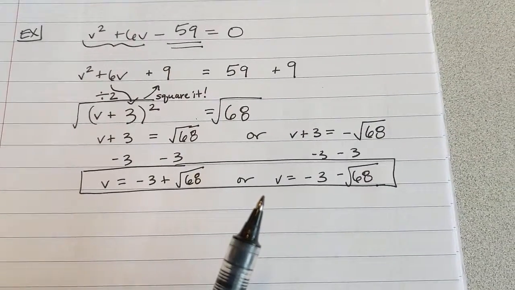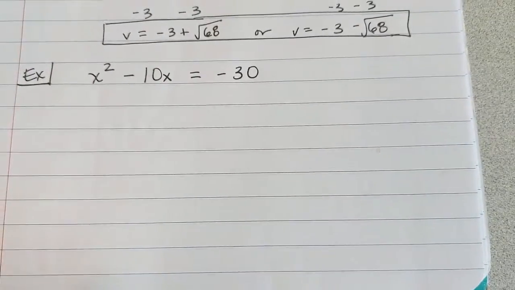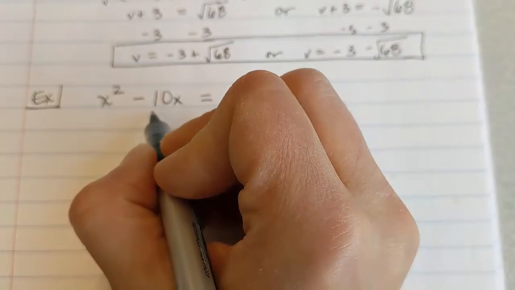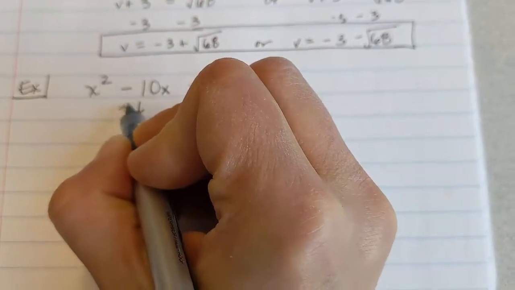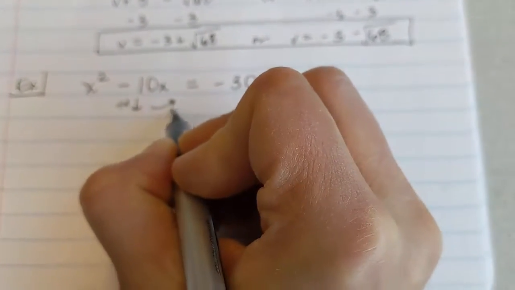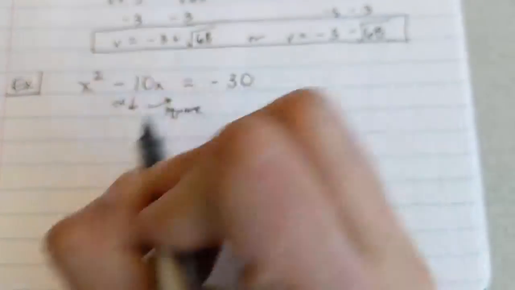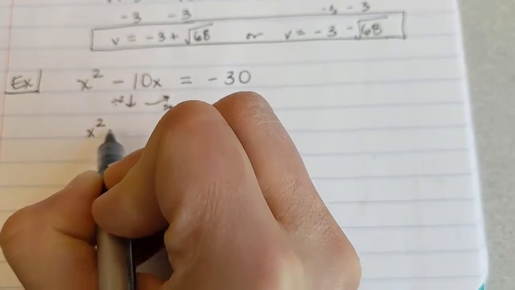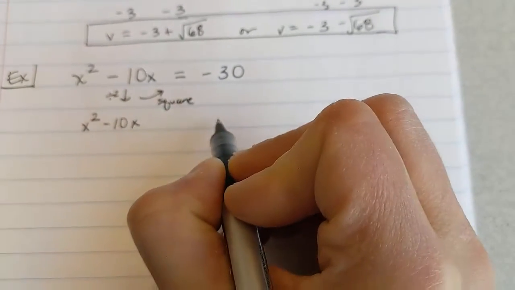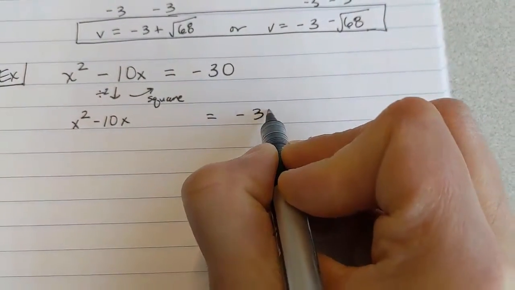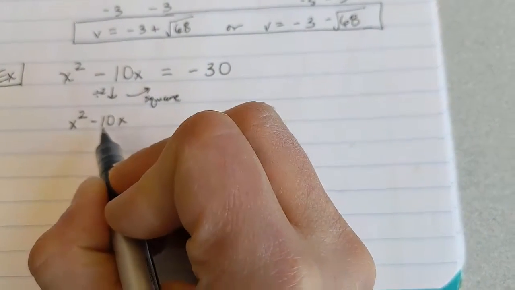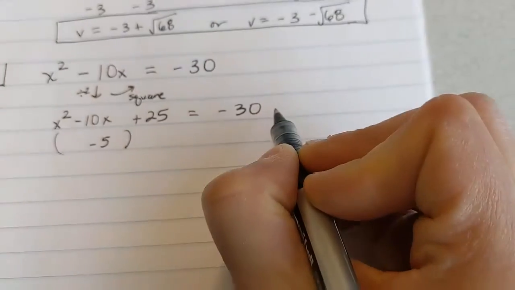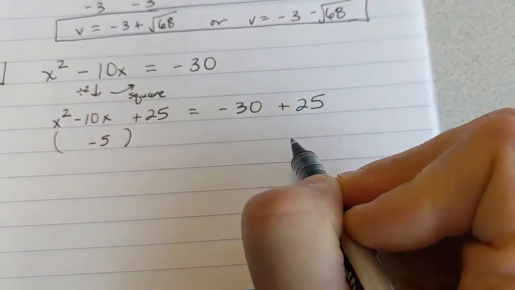Alright, our second example, x squared minus 10x equals negative 30. Same thing here. We're going to divide by 2, and then we're going to square and add to both sides. So we're going to have x squared minus 10x, leave a little space, equals negative 30. If we divide by 2, we get negative 5. Then square it, and we get 25. So we're going to add 25 there, and we're going to add 25 here.